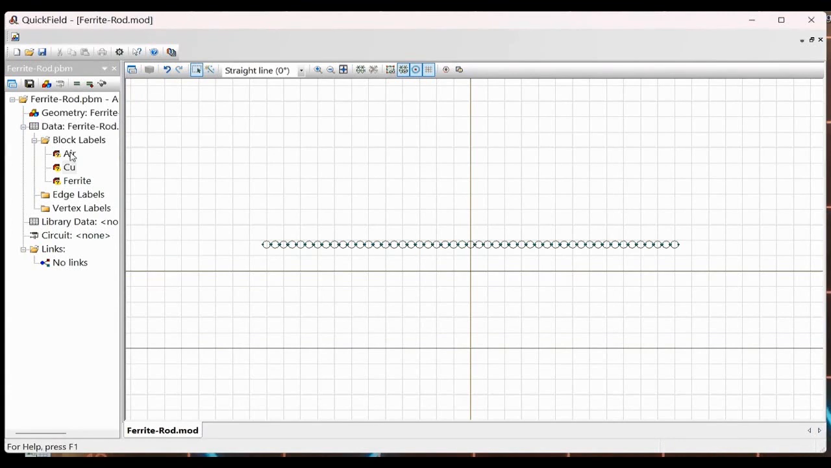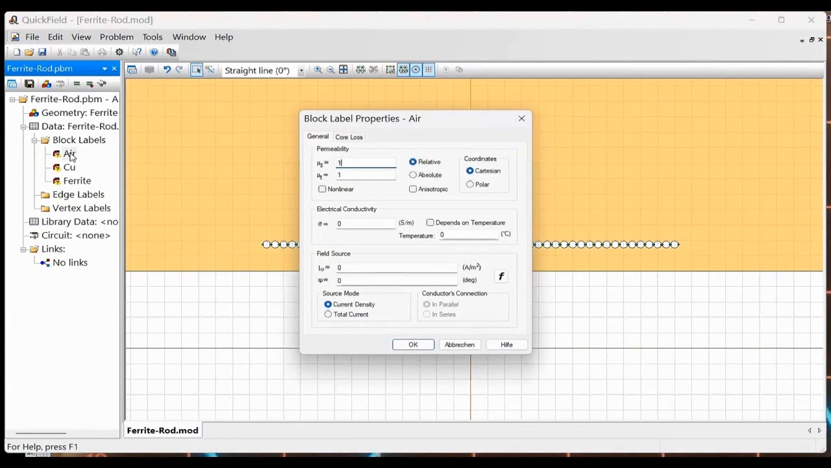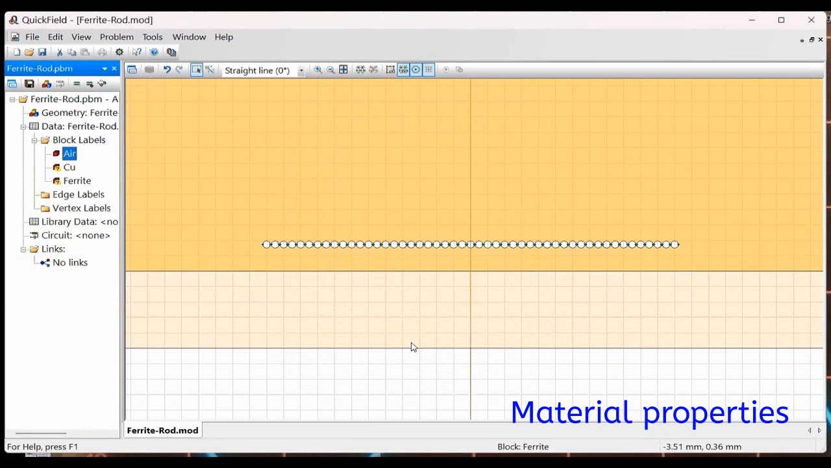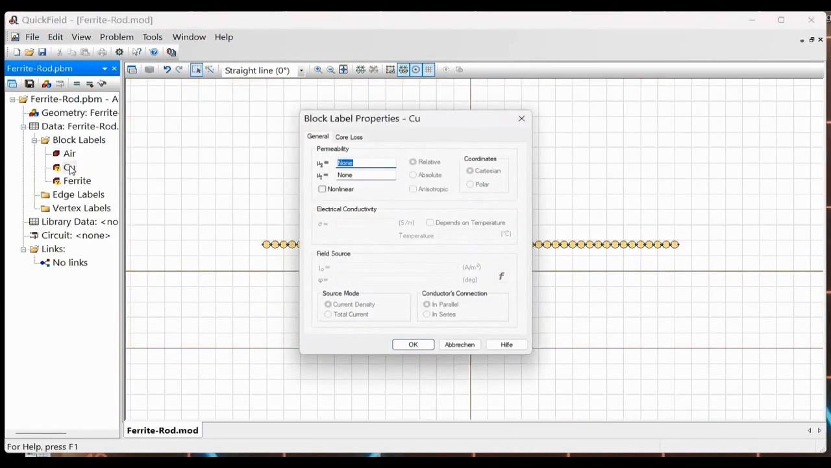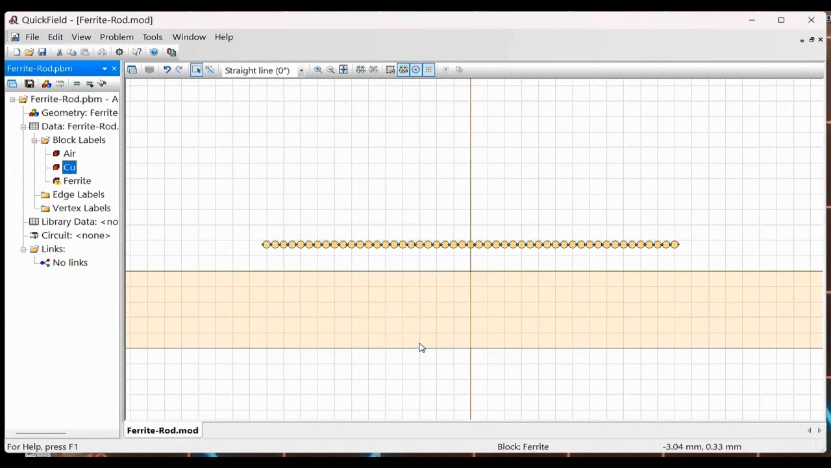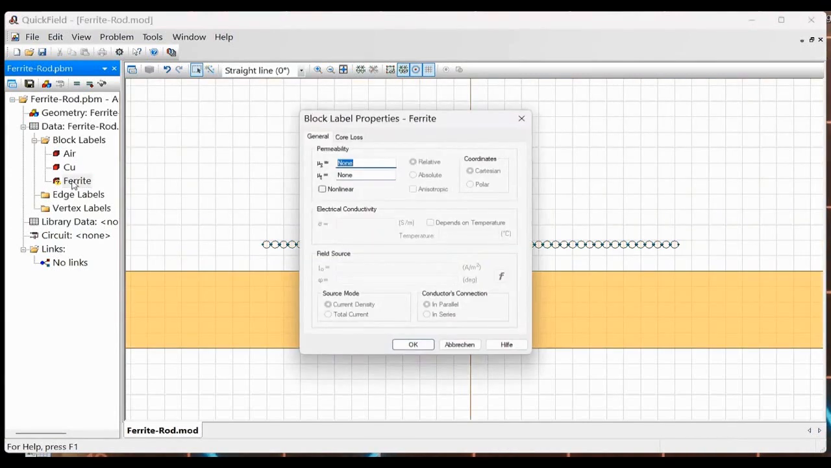Now, very important is to define the materials' properties. The permeability of air is 1 and there is no conductivity in air, so it's set to 0. Next one is copper. We assume the conductivity of copper is about 60 million Siemens per meter. And we let flow a certain current to be able to examine the magnetic field coming from the rod. The ferrite's relative permeability can be about 200. This is a usual value for the rods for radio frequency purposes.